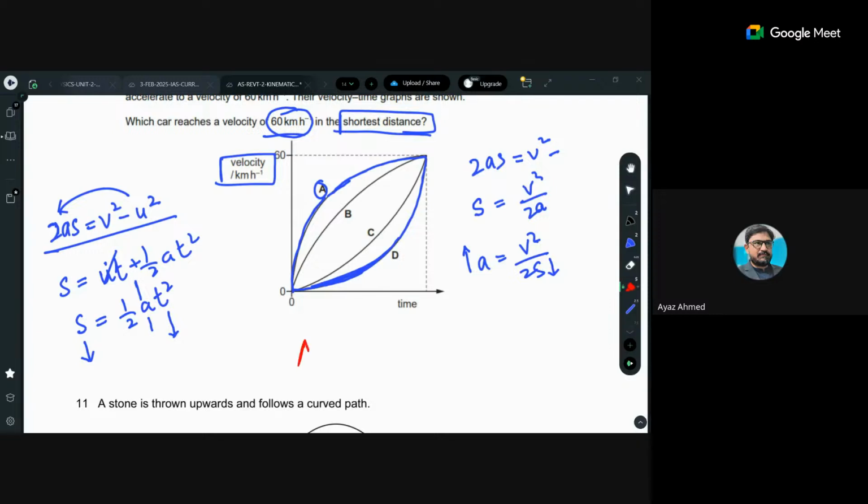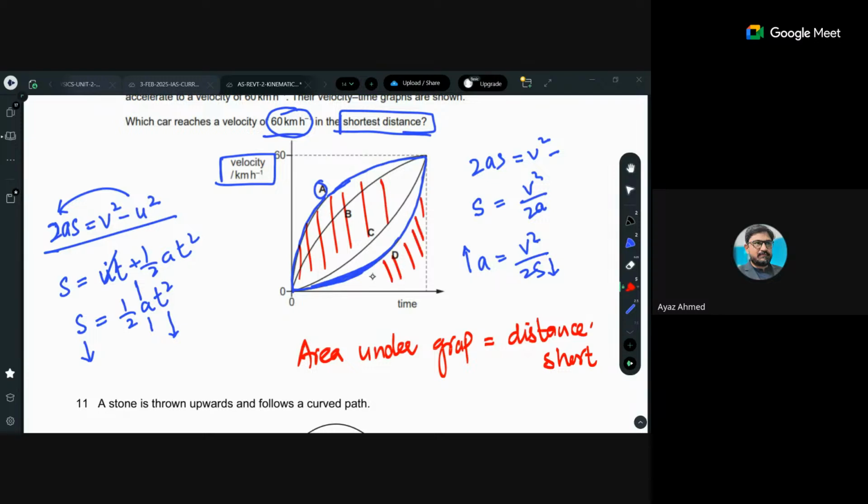The idea is very interesting. Area under the graph is distance. Am I right? There is no other way to solve this question. So if the distance is shortest, then the area under the graph should be smallest. In A, the area under the graph is largest, and in D, the area under the graph is smallest. So what would be the right choice? D. Is it clear to all? Yes, sir, it's clear. Okay.